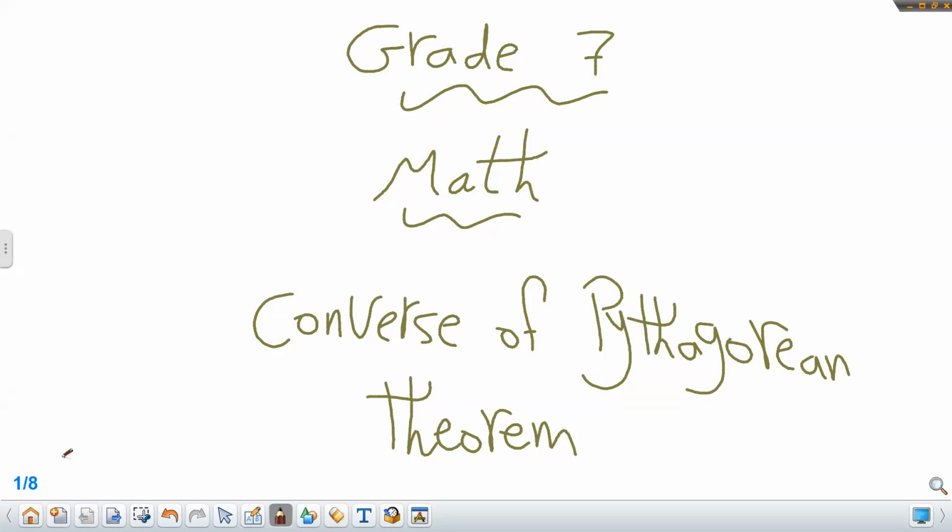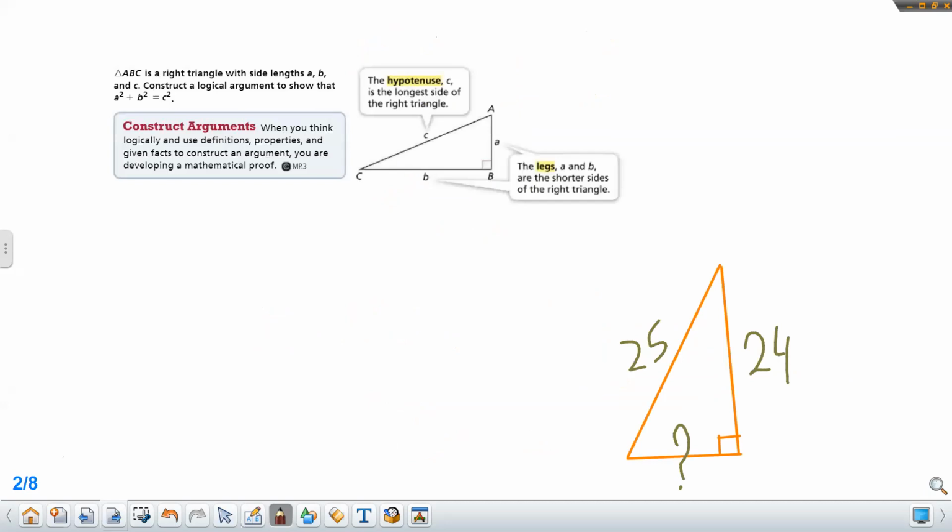Today, inshallah, we will study the converse of the Pythagorean theorem. You studied the Pythagorean theorem before, and you know that it depends on a right triangle. Okay, remind yourselves with me.